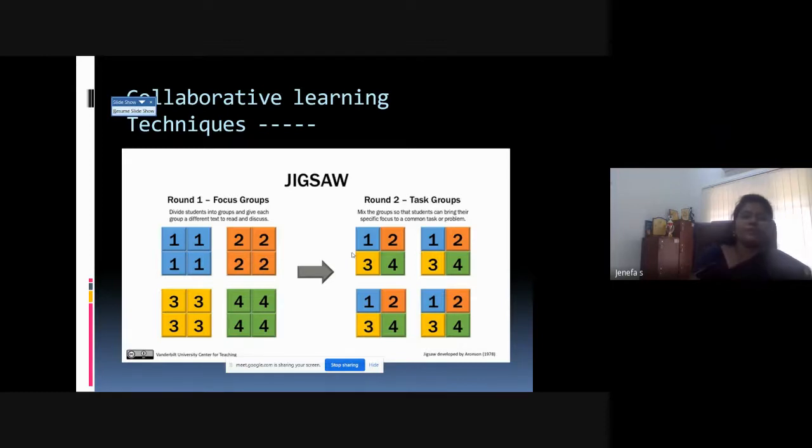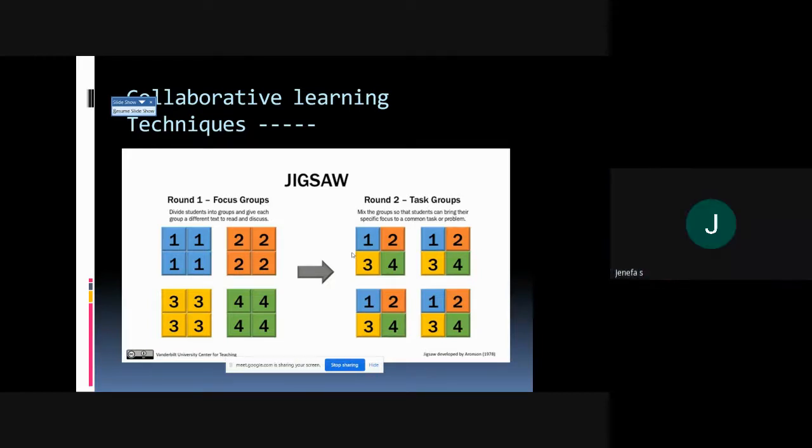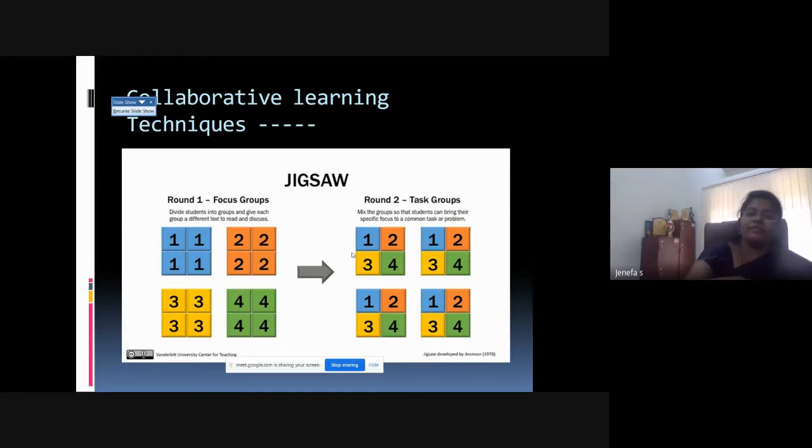You are giving a task, or a different text to read and discuss, or a topic to discuss. They will discuss among themselves in their own focus groups, and then one person from the first group will go to the task group and share what they have learned about that particular topic. Another person from group 2 will go to the task group and discuss with that group. Likewise each member from the 4 different focus groups.